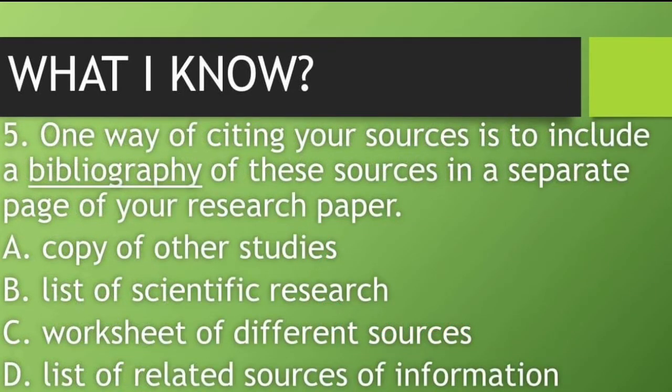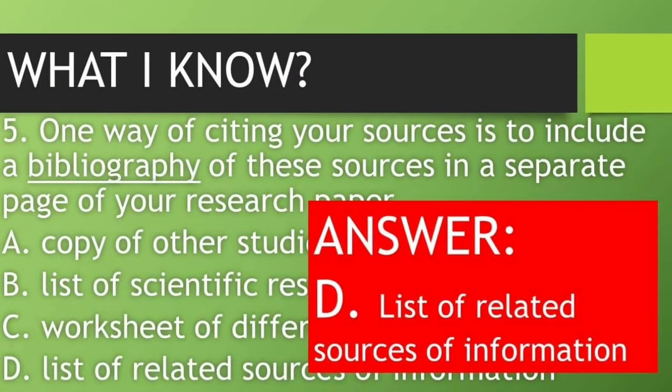Number 5. One way of citing your sources is to include a bibliography of these sources in a separate page of your research paper. The underlined word is bibliography. The choices are A. Copy of other studies, B. List of scientific research, C. Worksheet of different sources, or D. List of related sources of information. Time's up. The answer is letter D, list of related sources of information.